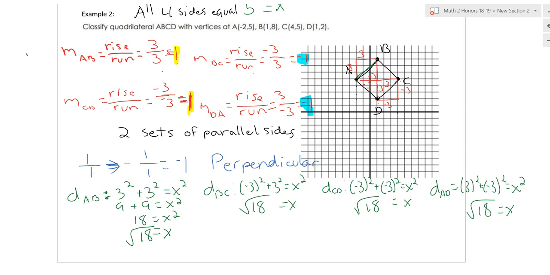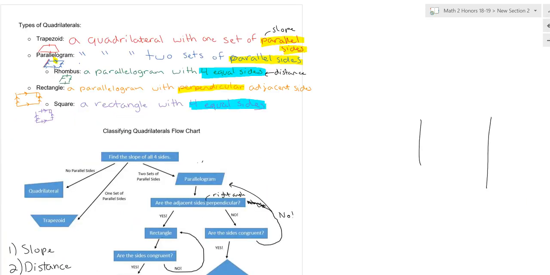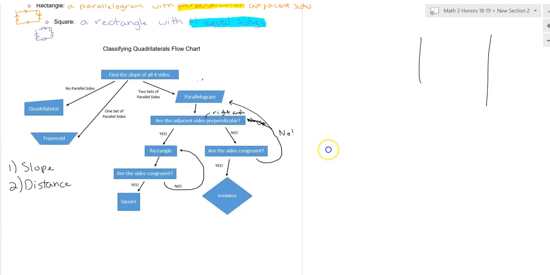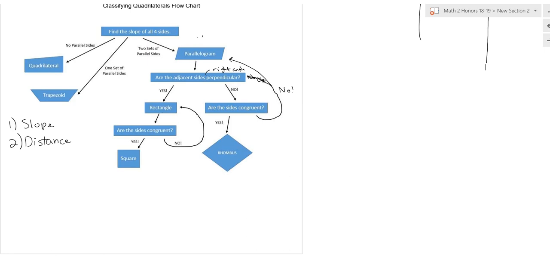So where are we at in our flow chart? We found this slope. We had 2 sets of parallel sides. So we got to here. Then are they perpendicular? We said yes. And then are the sides congruent? We said yes. So we eventually got to that we have a square.